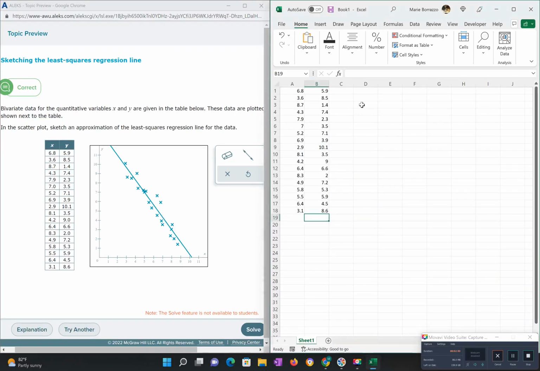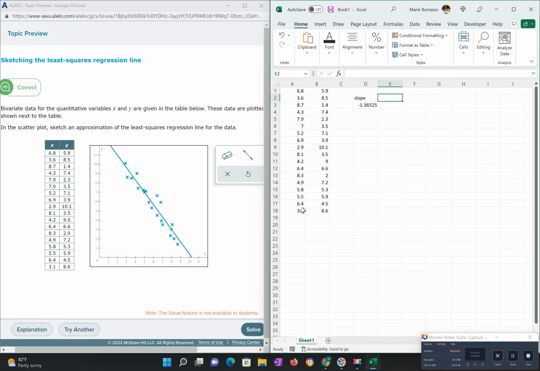And what I want to show you is, for example, if I want the slope of the line, I'm going to put equals slope, and automatically this pops up. I'll double click on it and it asks you first for the Y's and then comma, and then it asks you for the X's. And that's my slope.